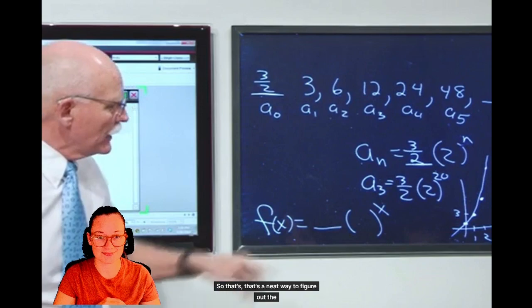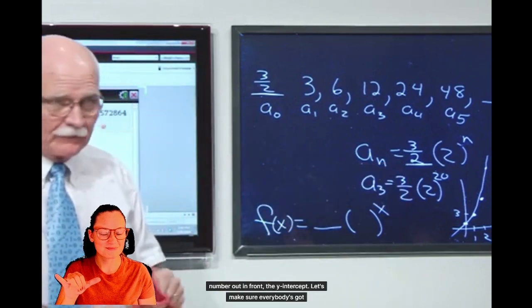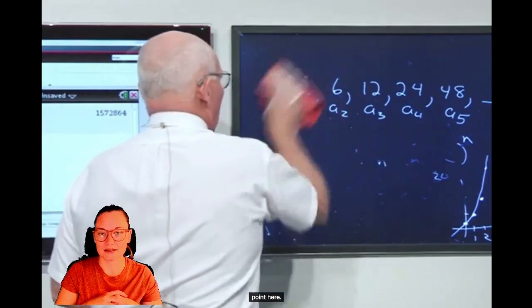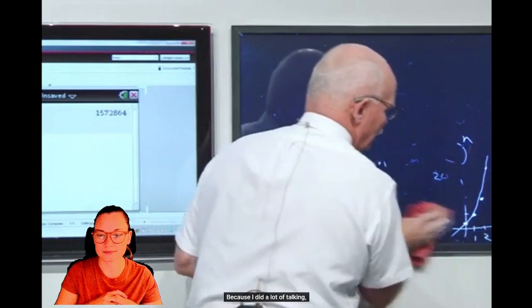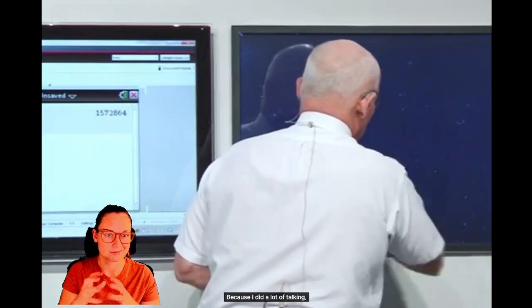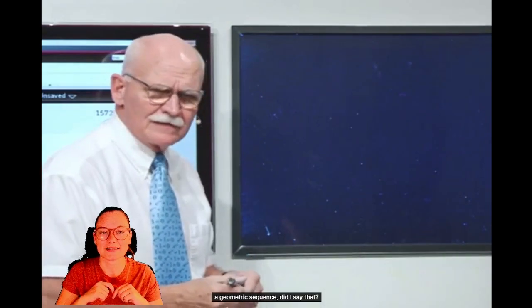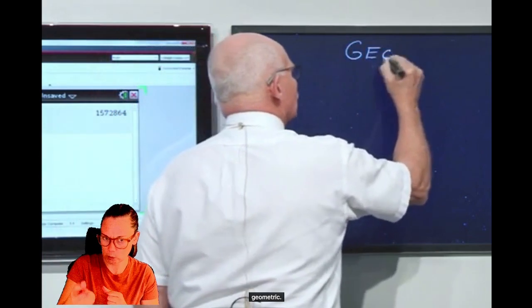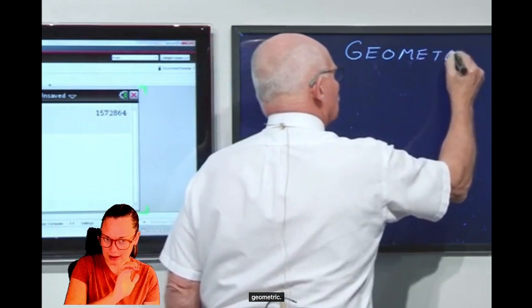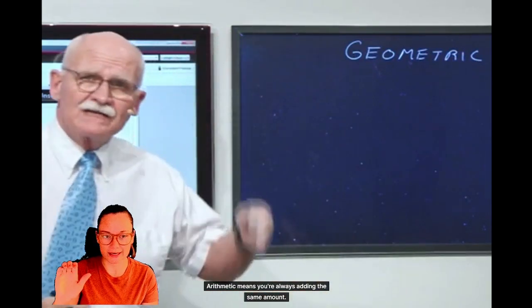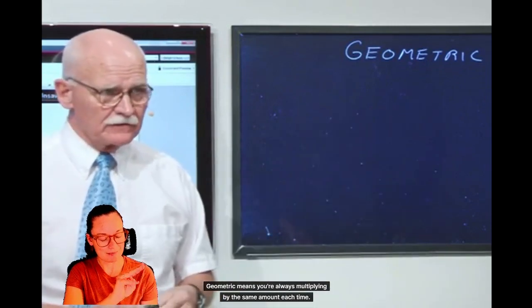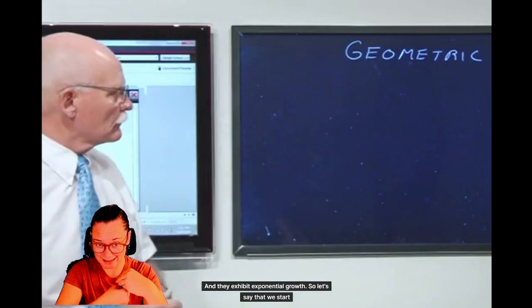So that's a neat way to figure out the number out in front, the y-intercept. Let's make sure everybody's got the point here, because I did a lot of talking and scribbling up here. Let me make up a geometric sequence. Did I say that? These sequences are not called arithmetic, they're called geometric. Arithmetic means you're always adding the same amount. Geometric means you're always multiplying by the same amount each time. And they exhibit exponential growth.